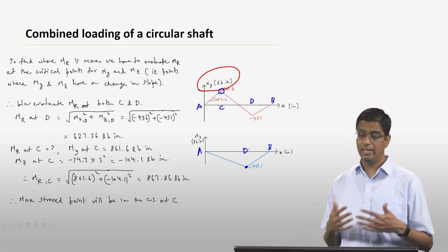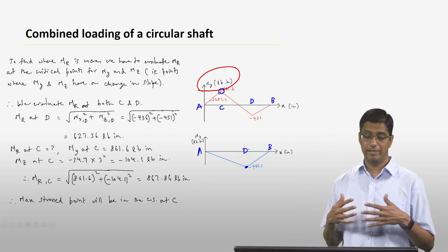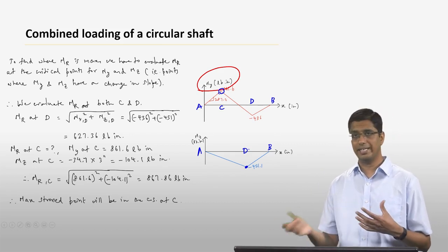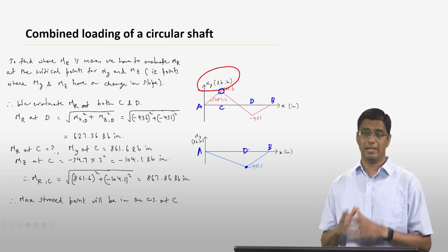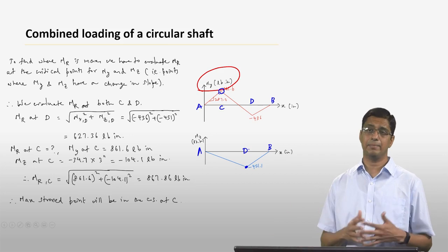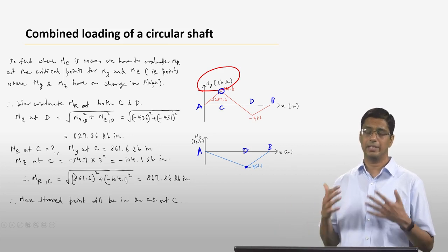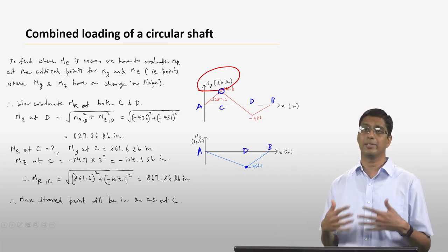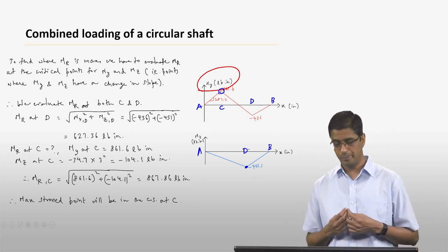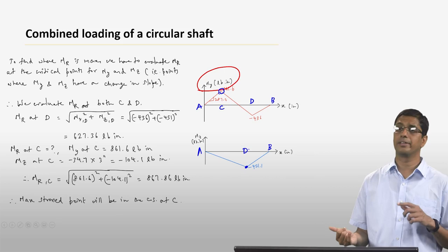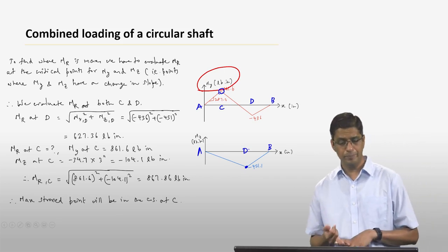On the other hand, if the bending moment diagrams were not completely linear, so there was a quadratic segment or a cubic segment, then we essentially have to find MR as a function of x and then maximize or minimize MR. But in cases where the bending moment diagrams are linear, it is much simpler. We just have to look at the critical points. So now we know that the critical points are point C and point D.